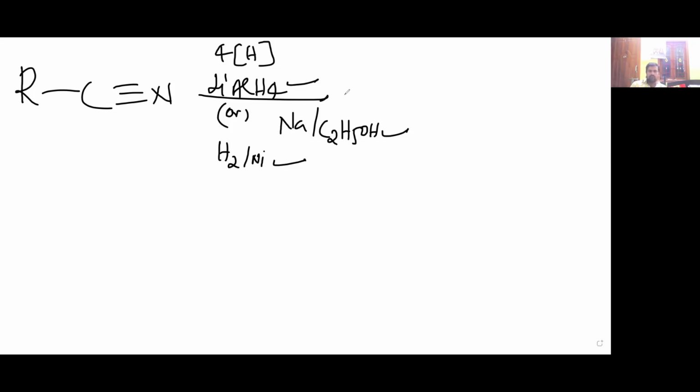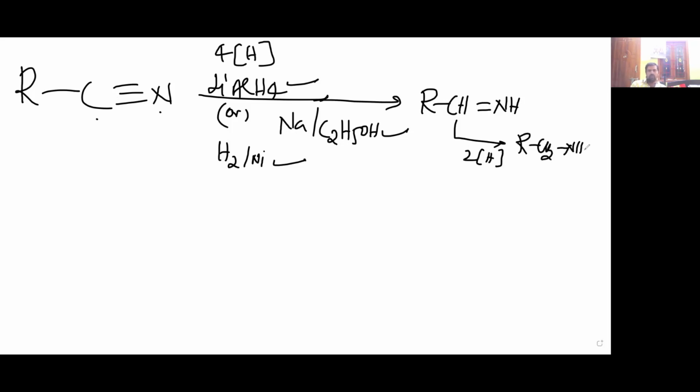In these 4 hydrogens, I'm telling a very simple thing, where they are all added. First, 2 hydrogens are added: 1 hydrogen is added to carbon, another hydrogen is added to nitrogen, then RCH double bond NH. Then again the remaining 2 hydrogens are added, then you are going to get RCH2NH2. This is called a primary amine. Just keep remember.